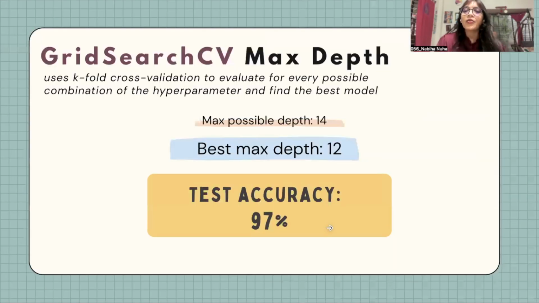Lastly, I did some hyperparameter tuning. In the original model, when we set the max depth at will, that was pre-pruning. This time I did some post-pruning using GridSearchCV to find the best max depth, which was 12. And using that, the test accuracy came out to be the highest till now at 97%.